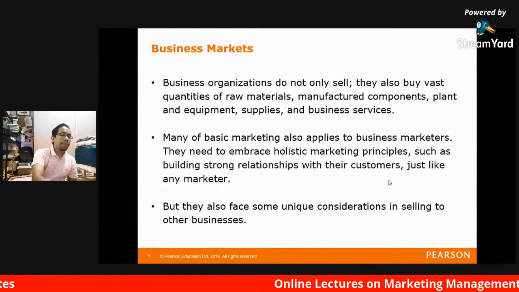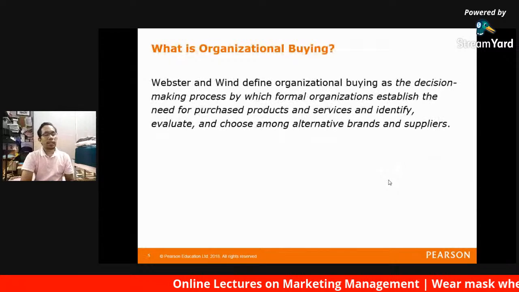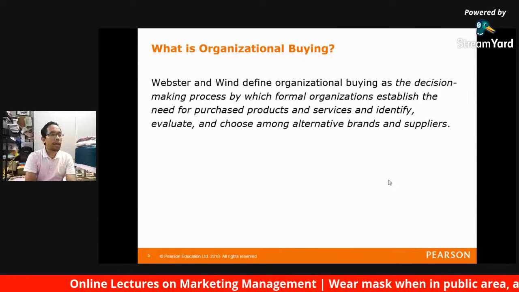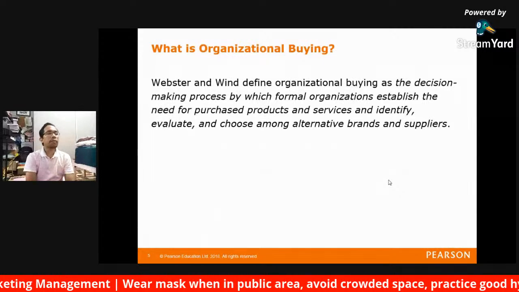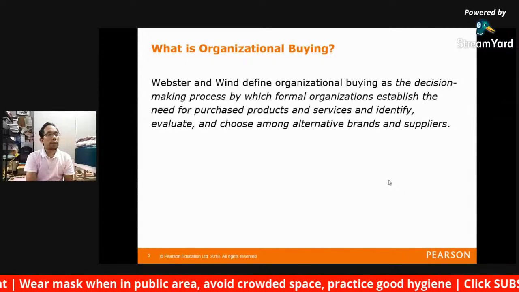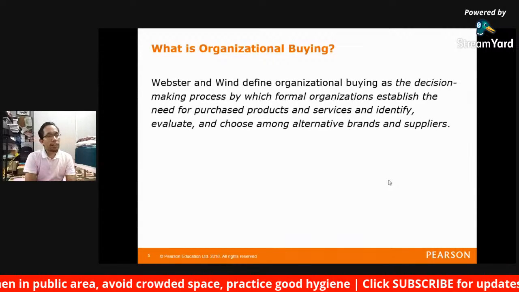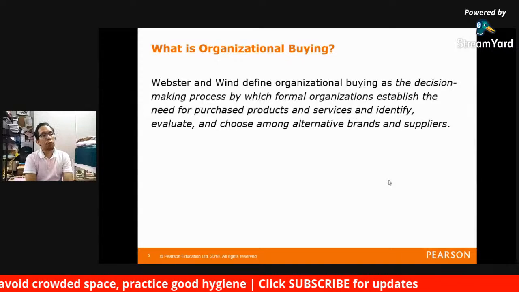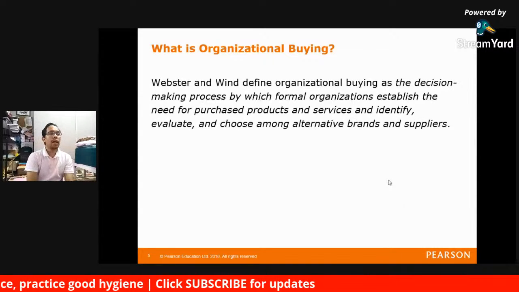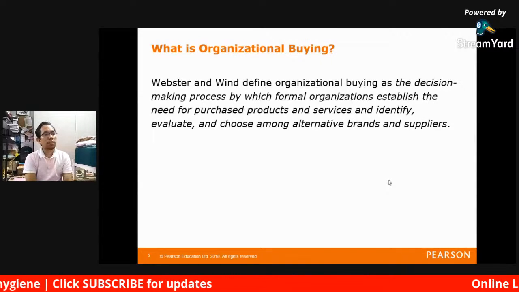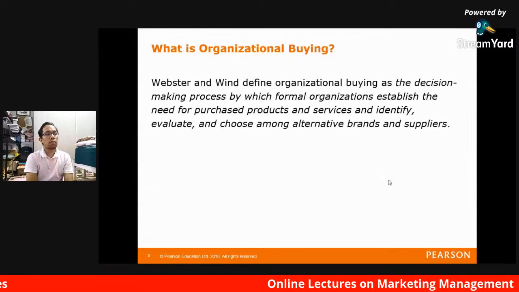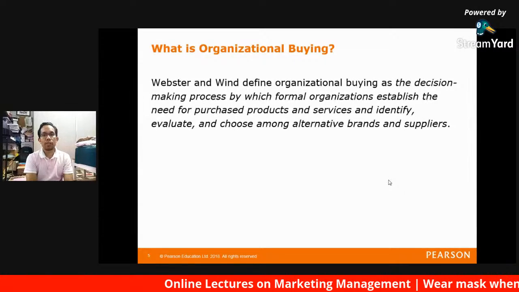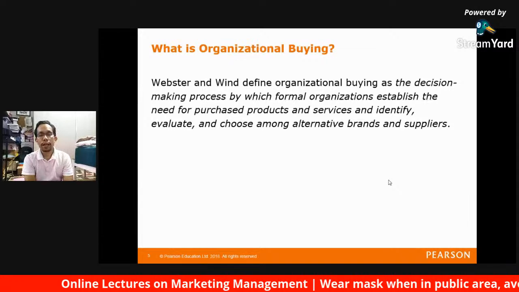This is an example from Webster and Wind, the definition of organizational buying as the decision-making process by which formal organizations establish the need for purchasing products and services, and identify, evaluate, and choose among alternative brands and suppliers.